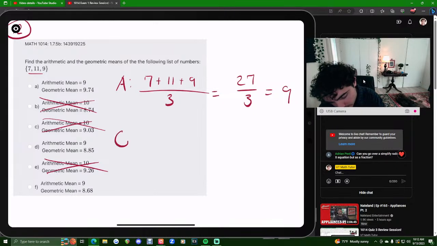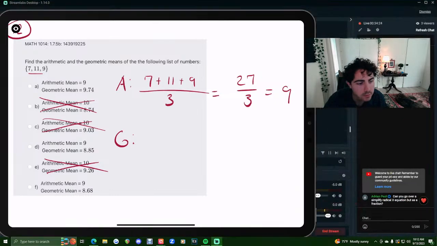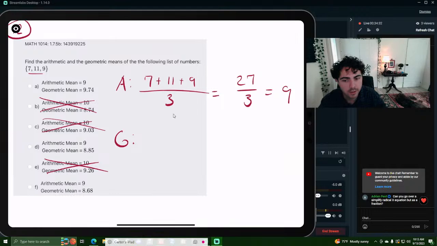All right. Now, geometric mean, something a little less used to. Let's see. Can you go over simplifying radicals? Sorry, there's like a heart blocking your question here. All right. Can you go over simplifying radicals x? Oh my gosh, there's like an emoji thing. All right, this is killing me. Let me see if I can see it. All right, there we go. Simplifying radical x equation, but as a fraction. Okay. Yeah, I'll see if I can talk about that right after this question.